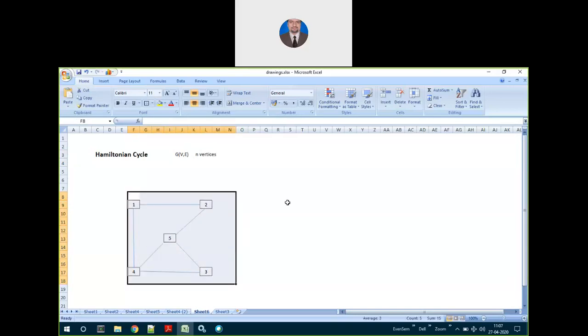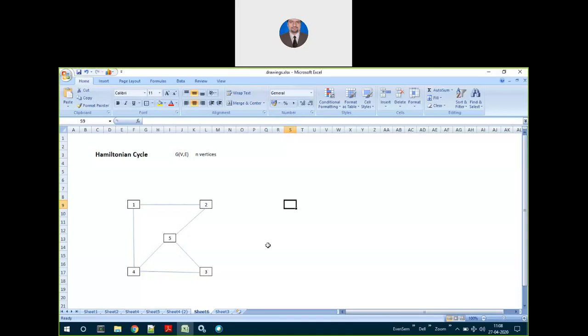This is the graph here. The graph contains 5 vertices, and all these vertices are connected through these particular edges. Now the Hamiltonian cycle says that we need to find a path in this given graph such that if we start from one of the vertices, we proceed further visiting all other vertices exactly once, and we return back to the starting vertex, making it a cycle.